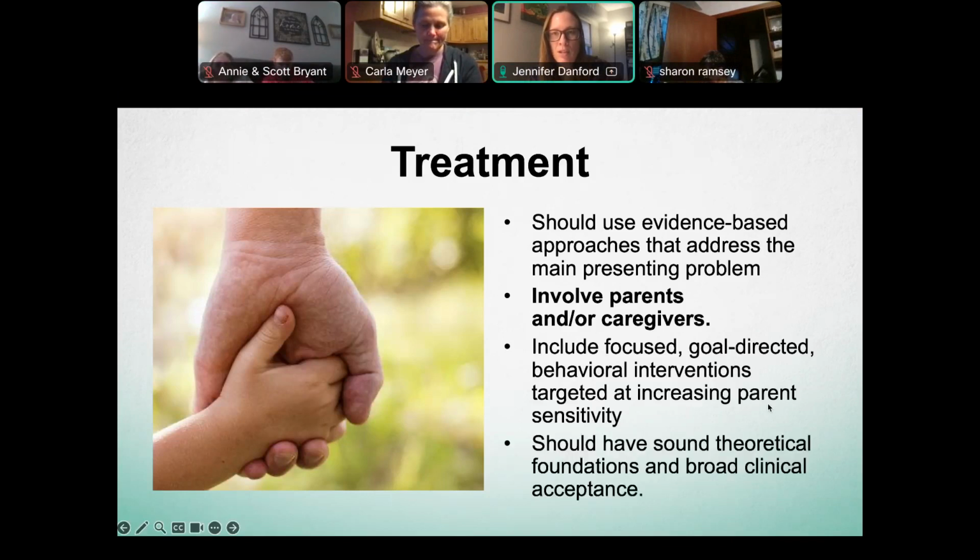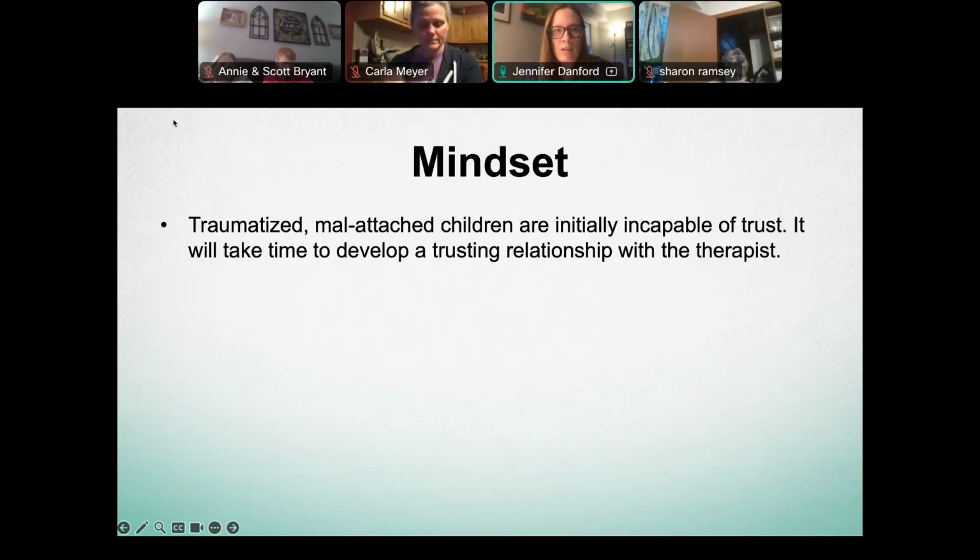It's not just showing up for therapy every week, because that can be really frustrating when you're not seeing results or not seeing anything happen, and you have connected with this attachment program or whatever. Again, it should be sound theoretically. So those are things you can ask.